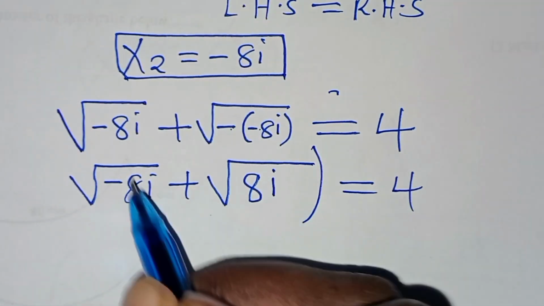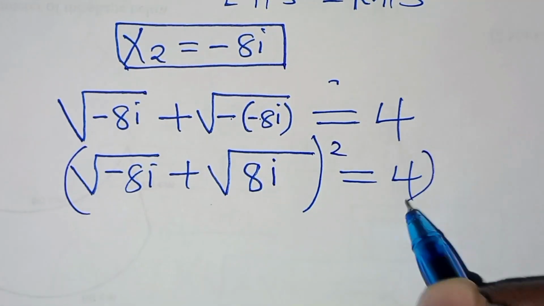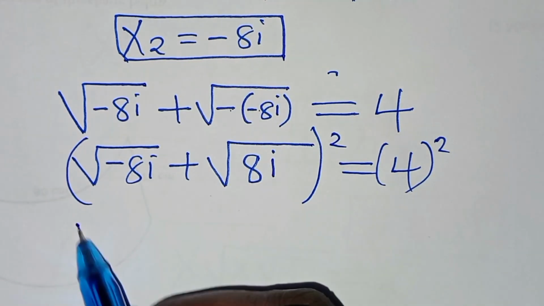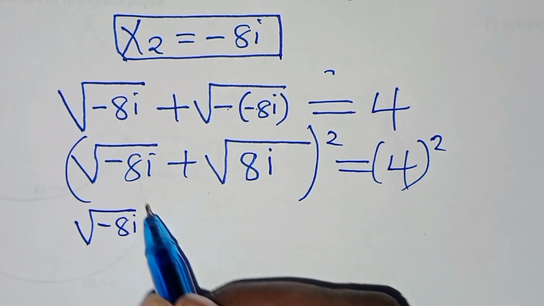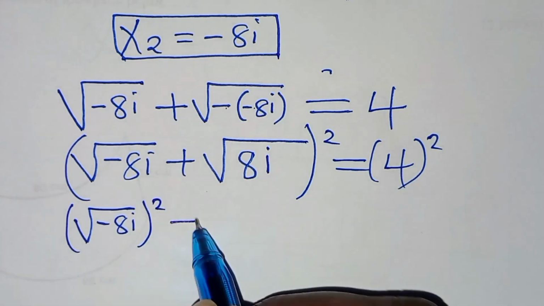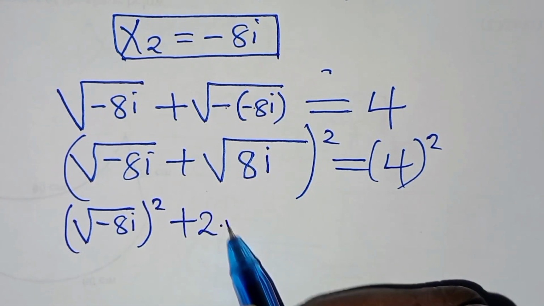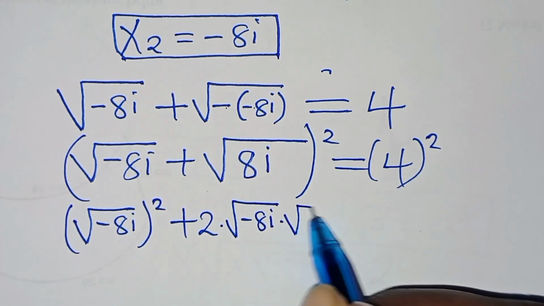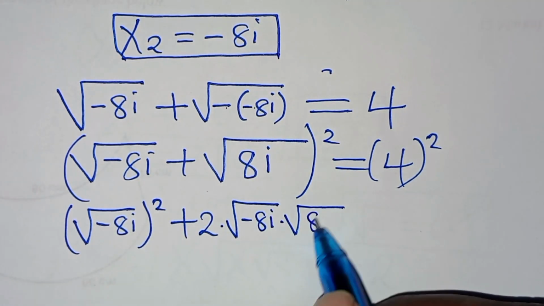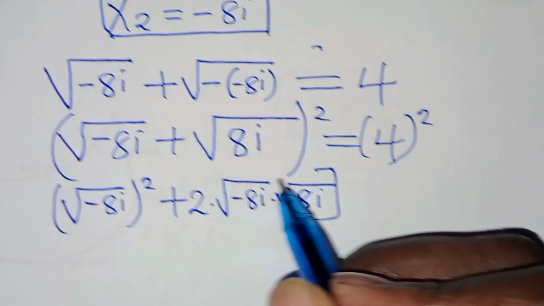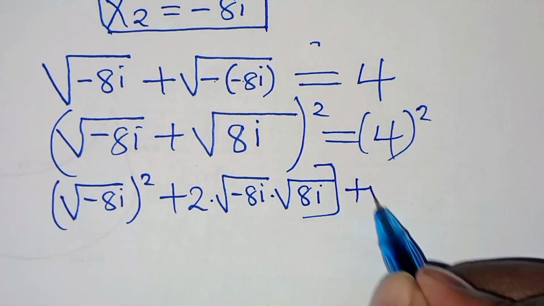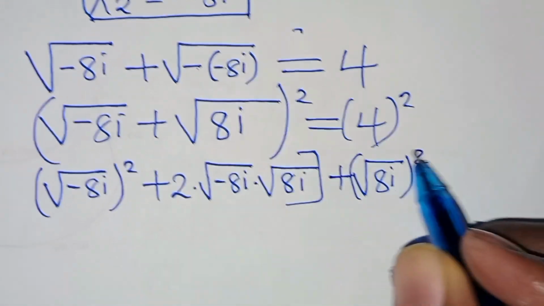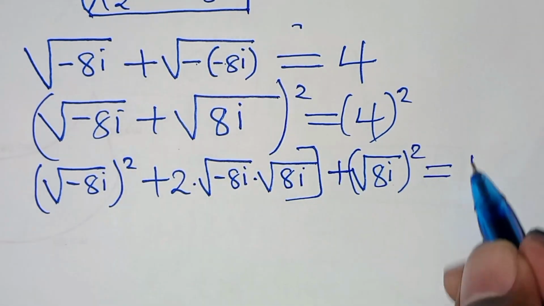The next step is to square both sides here. Now here we have the square root of minus 8i squared plus 2 times the square root of minus 8i times the square root of 8i, close the bracket here, then plus the square root of 8i squared. This is equal to 4 squared, which is 16.